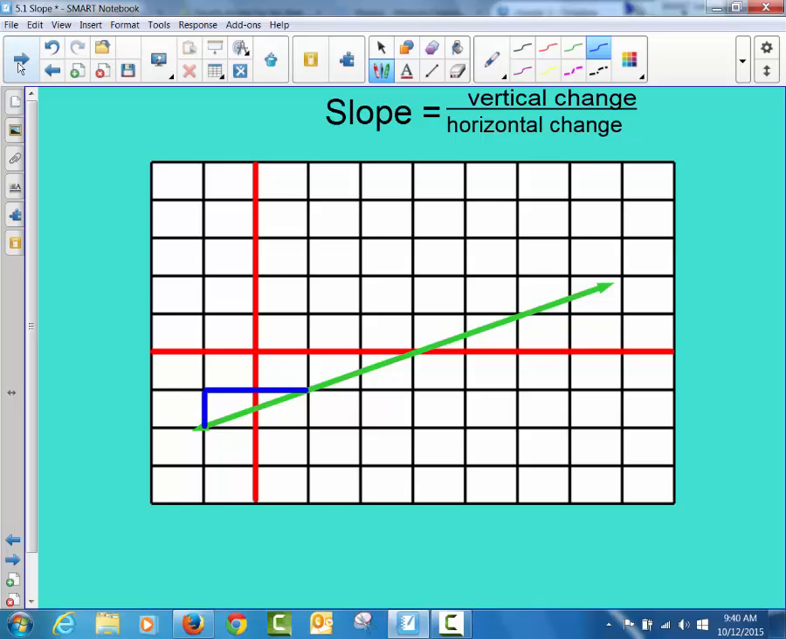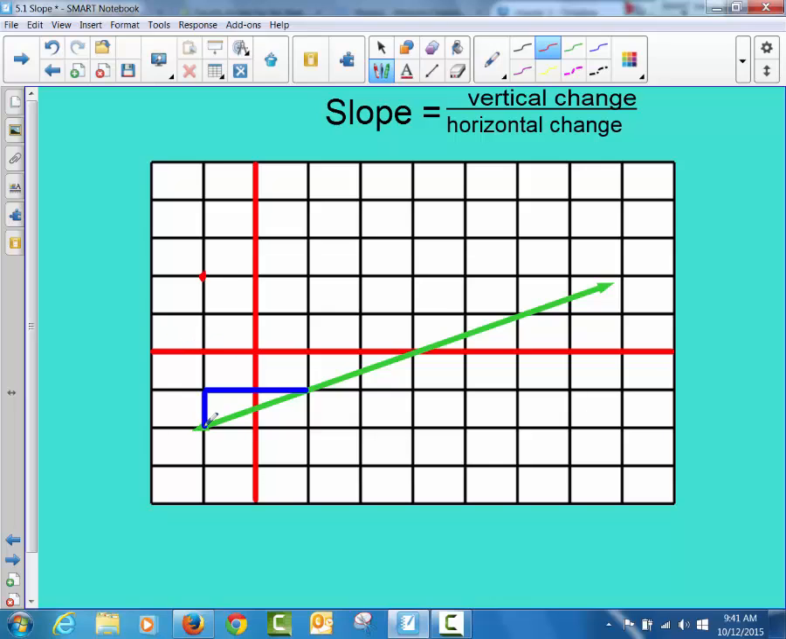Okay, slope is the vertical change over the horizontal change. So we might have a line like the one we've got here, and we look at it and we say, how much does it go up for every amount that it goes over? Remember, slope is vertical change over horizontal change. One of the ways that you can do it is just simply by counting. And you find a place like this where the lines cross on your grid. That's the easiest way to find your slope, okay?